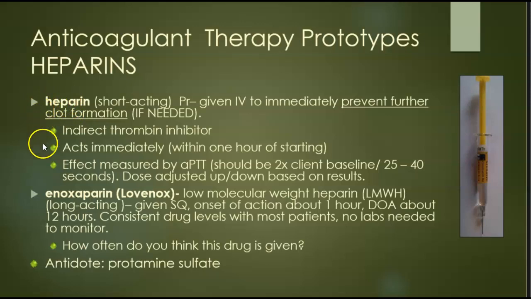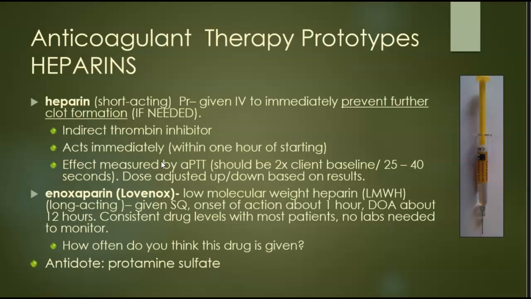But regular heparin has to be measured. Its effect has to be measured by using the APTT, which is the activated partial thromboplastin time. And in order for a patient to be considered properly anticoagulated, their APTT should be 2 times whatever the client's baseline is. And that's where we say, okay, now they're properly therapeutically anticoagulated.